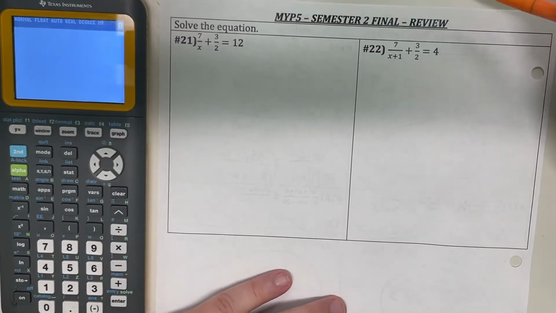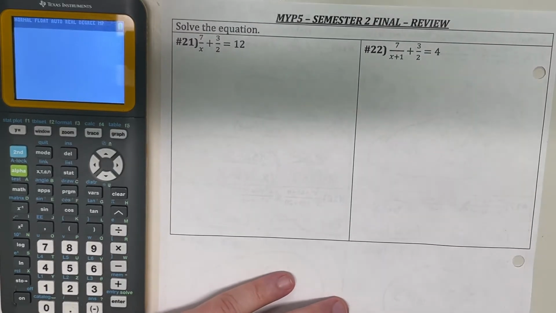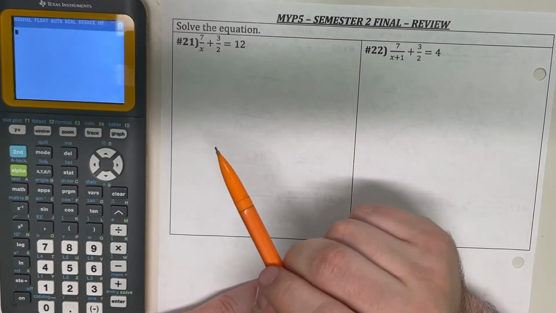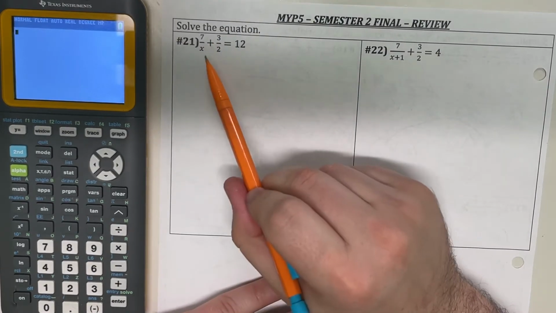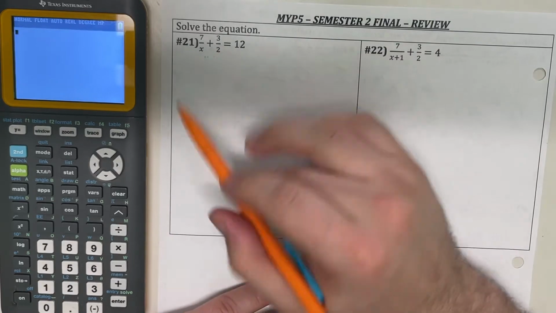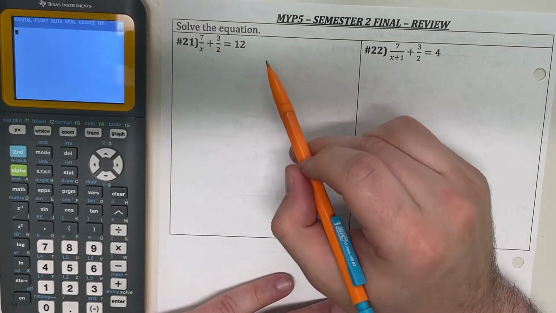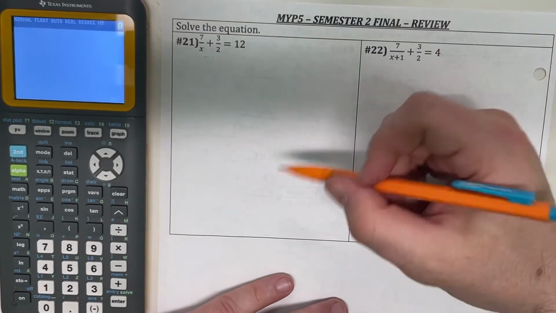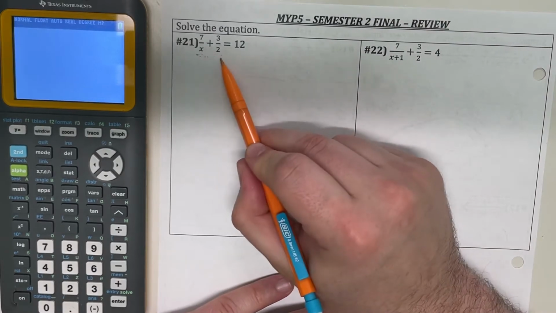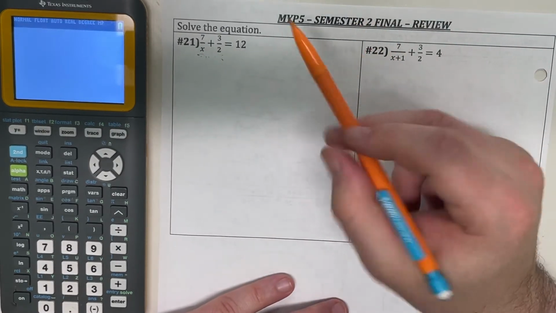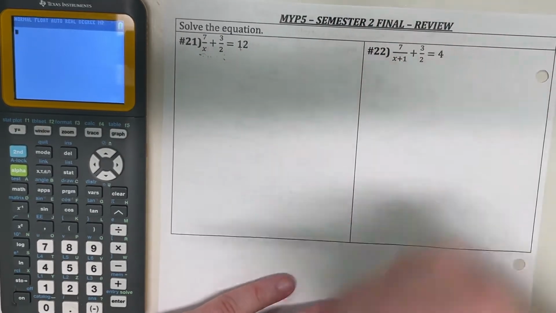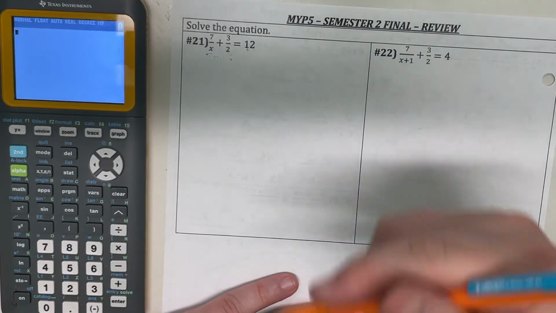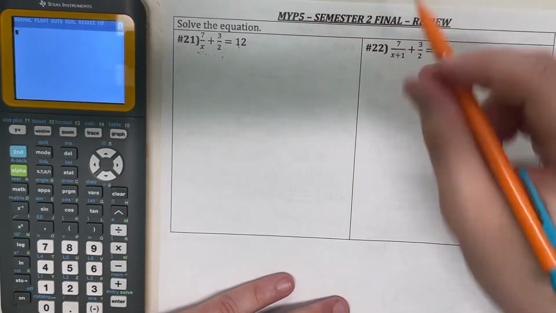So last two problems on this semester 2 final, we're going to be solving these equations with rational expressions on the left side. And this is super easy because we're using those same ideas as the last page where we're finding this common denominator. And then we're going to check our answer so that way we know it's correct for sure. So again, the way that it works is like this.